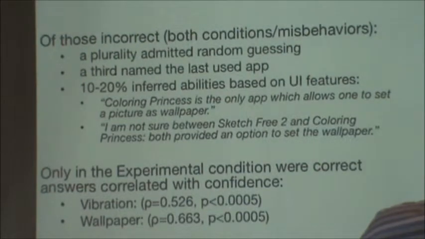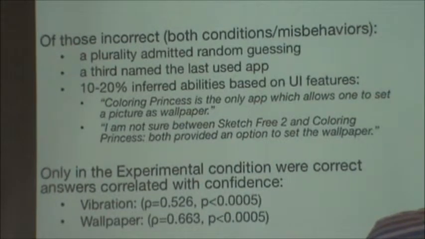Another interesting thing that we found was that a lot of people, up to 20%, attributed the misbehaviors based on the perceived abilities of the app. So without even looking at the list of permissions that had been granted, they just said, oh, I remember that this app had the ability to change the wallpaper, therefore it must have been the one. What this suggests is that they're inferring abilities based on the UI features rather than the actual permissions that were granted, which is likely going to be incorrect.